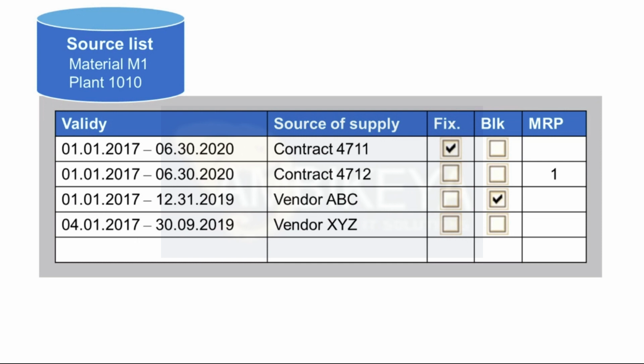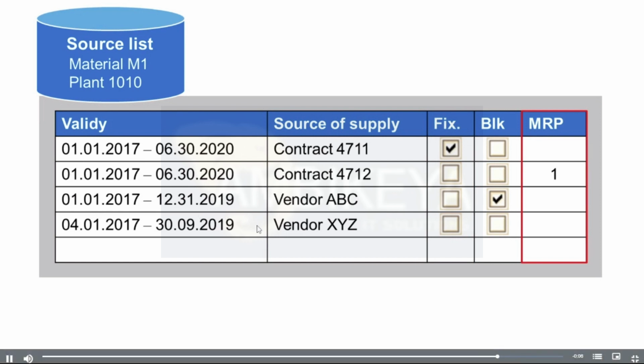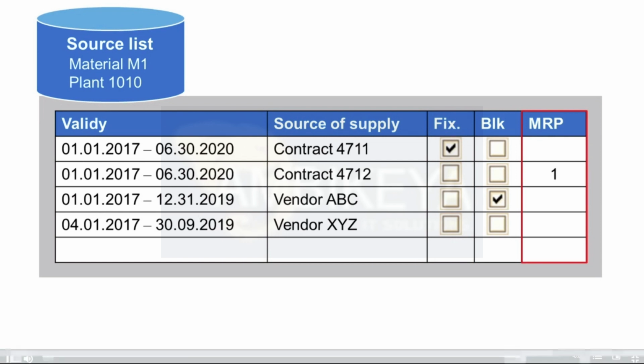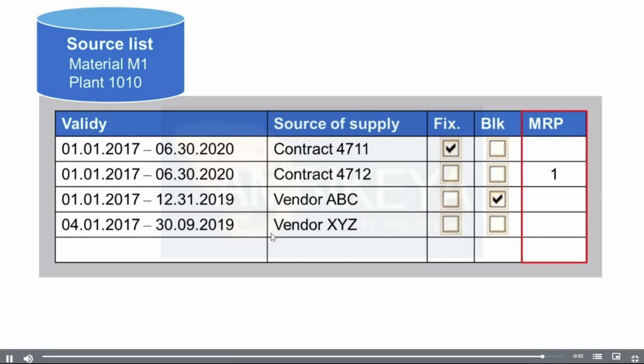You can decide that a source is preferable over a certain period using the fixed indicator. If no procurement is to be allowed from a source of supply or vendor during a certain period, you select the blocked indicator for the relevant source list entry. The use in materials planning, or MRP field, is only relevant for sourcing in the MRP run. You can overrule the MRP source determination logic by using source lists.